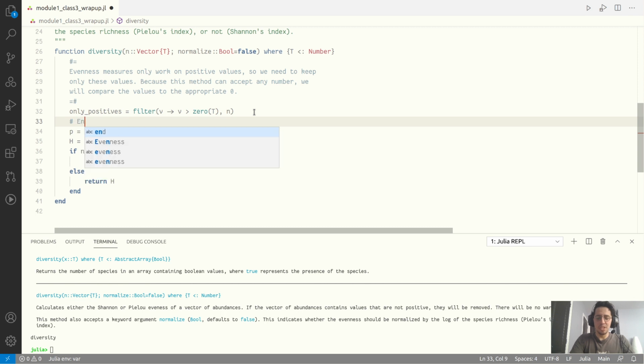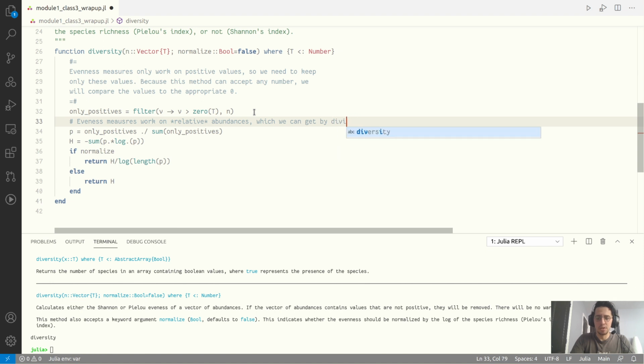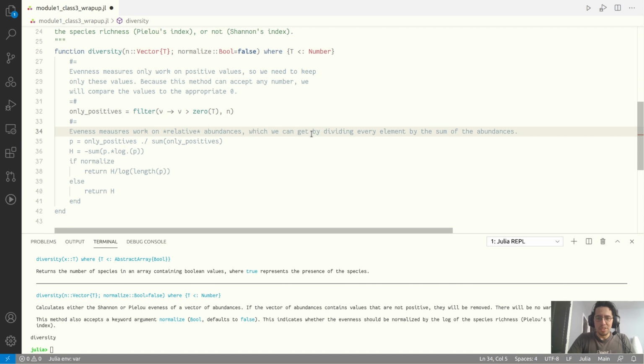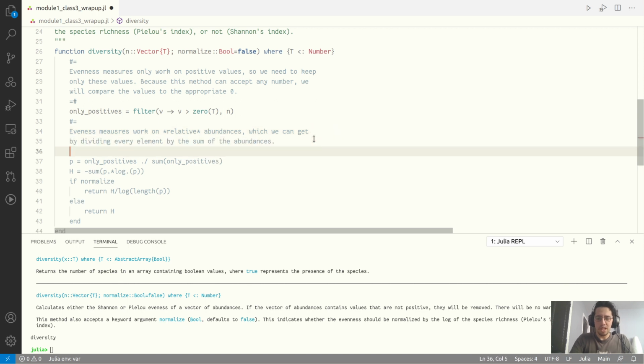What next? So evenness measures work on relative abundances, which we can get by dividing every element by the sum of the abundances. Let's also make that a long comment. And then we close it. Okay, and so we have documented the next line.